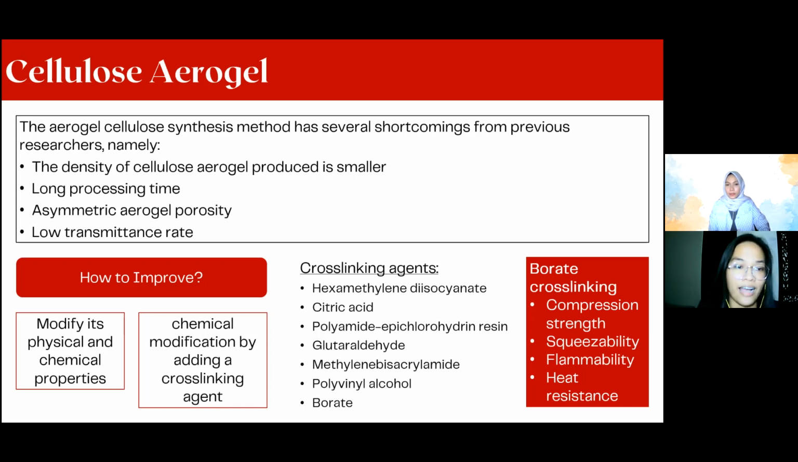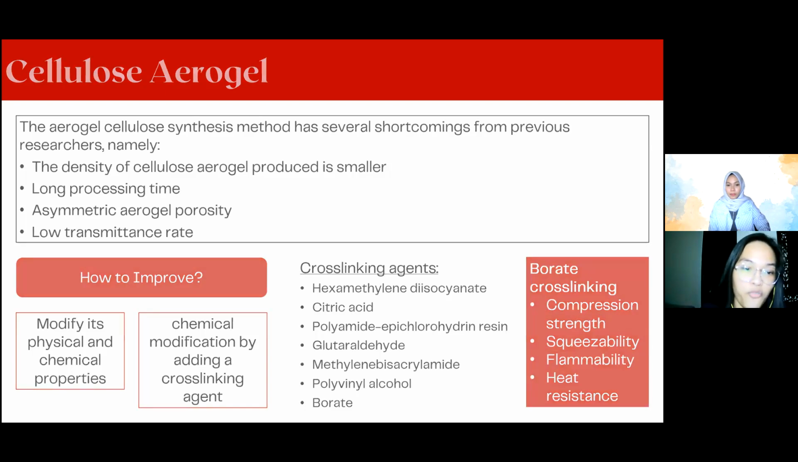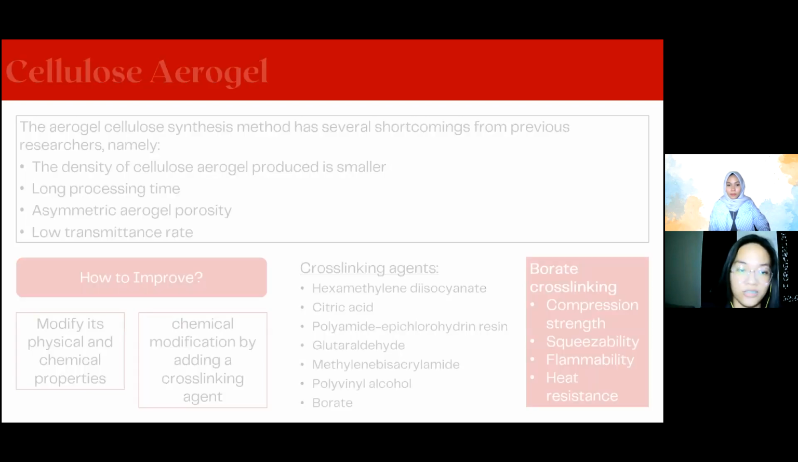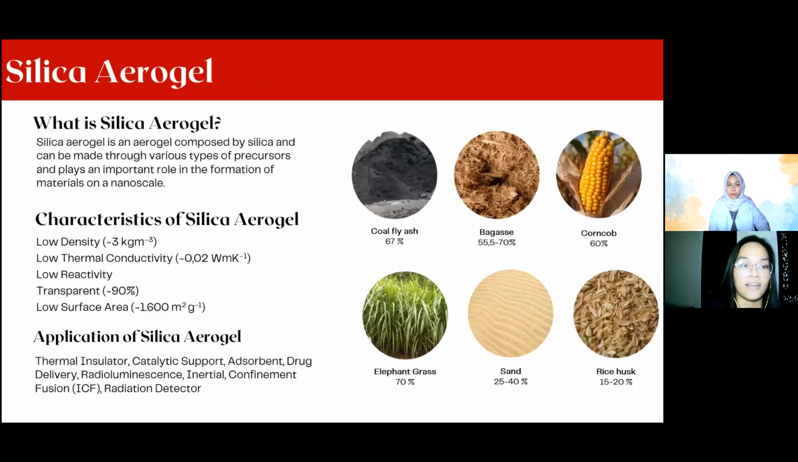So, what is silica aerogel? Silica aerogel is an aerogel composed of silica and can be made through various types of precursors and plays an important role in the formation of material on a nanoscale. The characteristics of silica aerogel are that it has low density, low thermal conductivity, low reactivity, is transparent, and has low surface area. The application of silica aerogel is very diverse. First, it can be used as thermal insulator, catalytic support, absorbent, drug delivery, radioluminescence, inertial confinement fusion, and radiation detector.